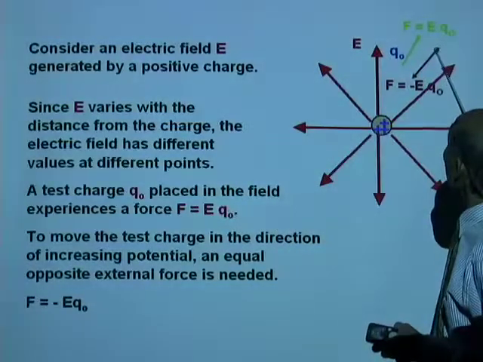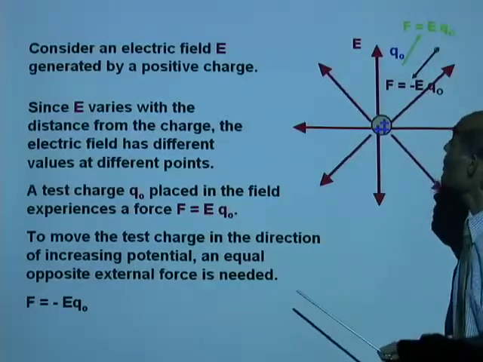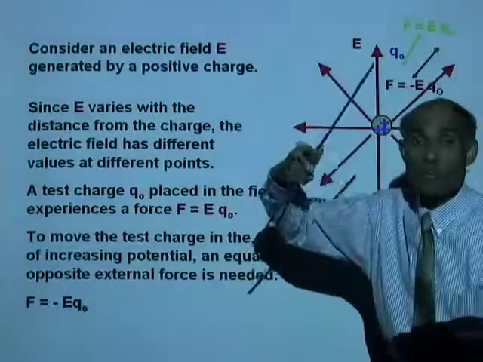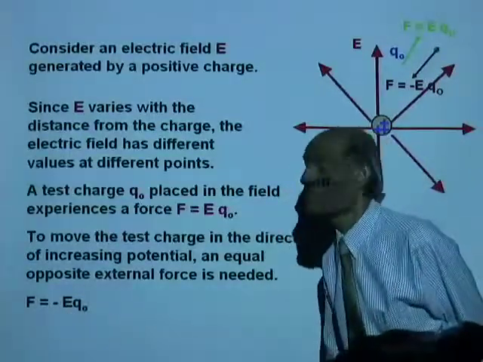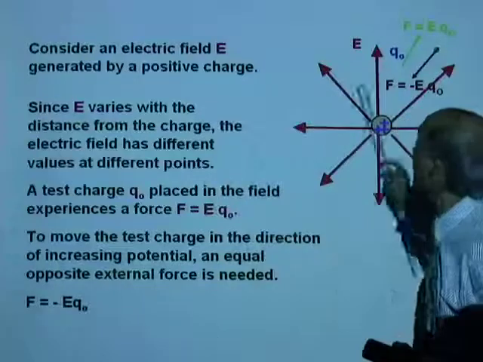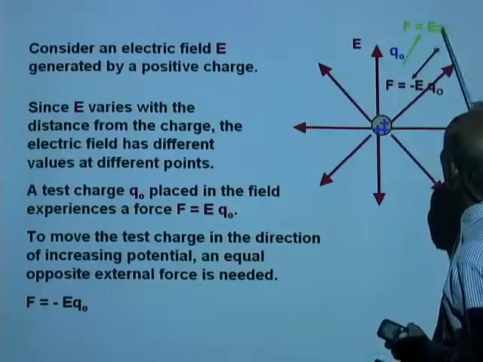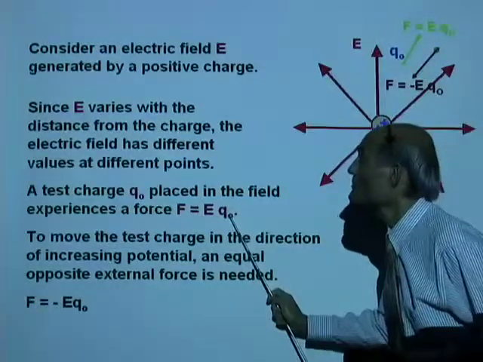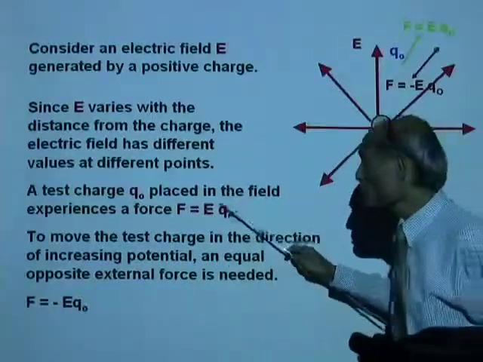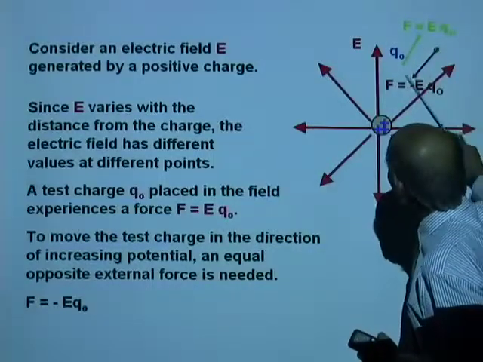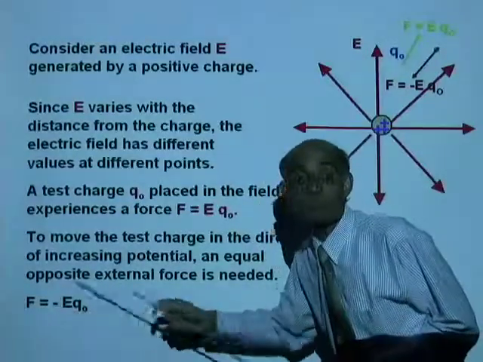So if you want to move this test charge in the direction of increasing potential, an external force needs to be applied in the opposite direction, and that force will therefore be negative EQ0, because the force in the direction of the field is E times Q0, that is the force experienced by this charge. If you now want to move this charge in the opposite direction, in the direction of increasing potential, you need to apply this opposite force on it.